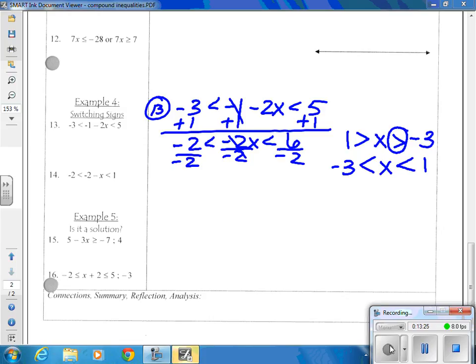Both of these are the same answer. One of them's written from big to little, the other one's little to big. So it really depends on your preference. I will accept both of them. Okay, so your job is going to be to practice with number 14, and we'll see what issues and questions you might have from that one.